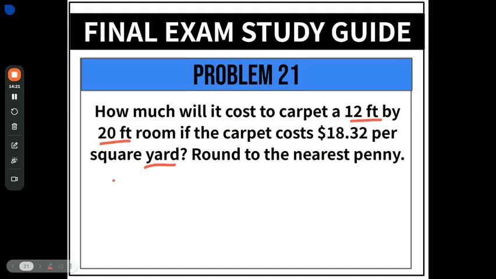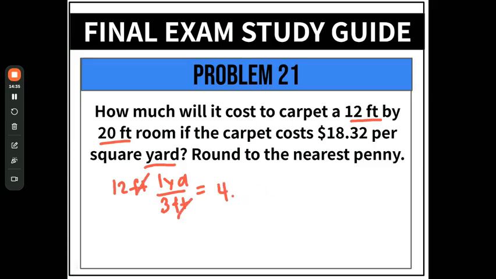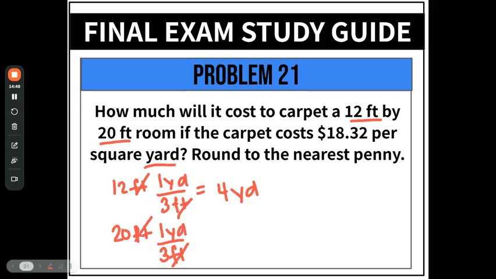So let's start with 12 feet. And we know that there are 3 feet in a yard. So 12 divided by 3, these units will cancel. We get 4 yards. Same thing for the other value. We get 20 feet. We know that there are 3 feet in 1 yard. Feet will cancel. 20 divided by 3 gives me 6.67 yards.